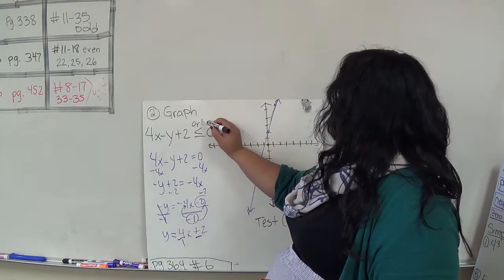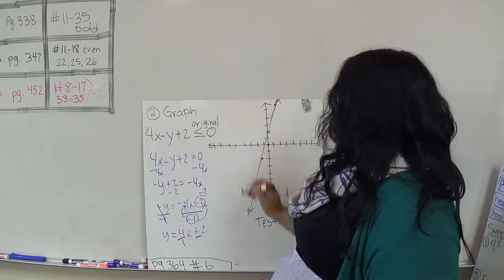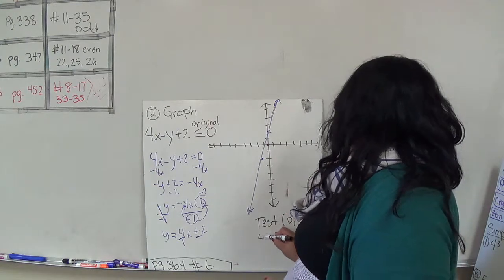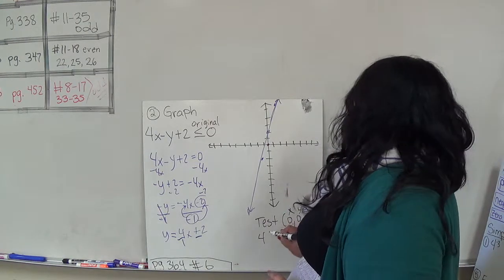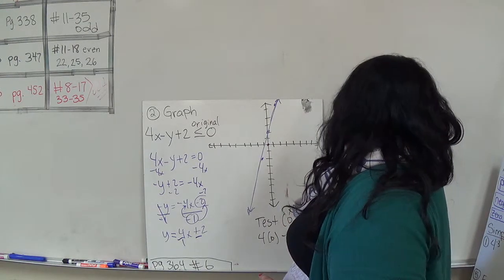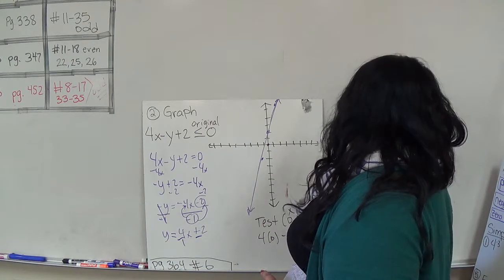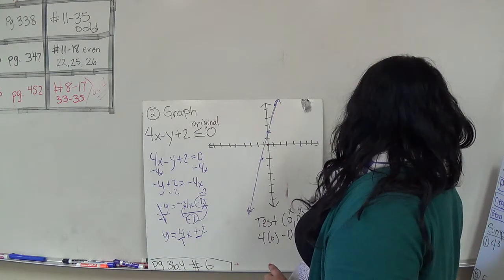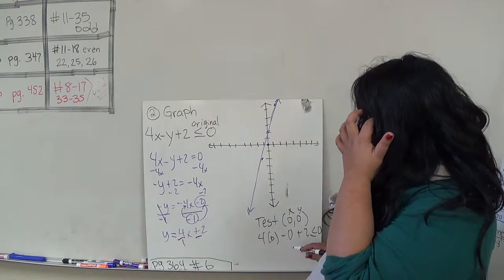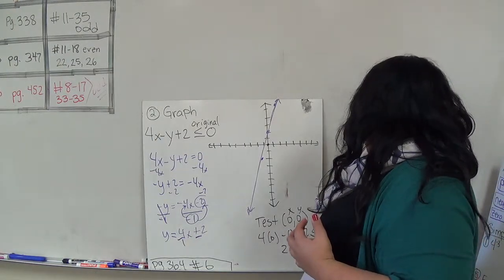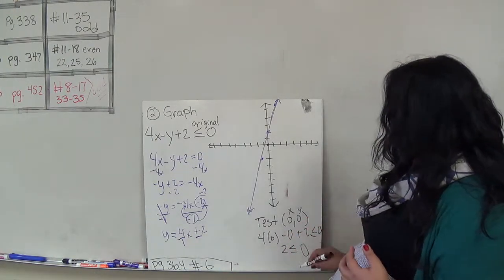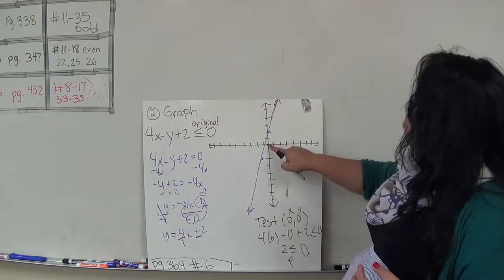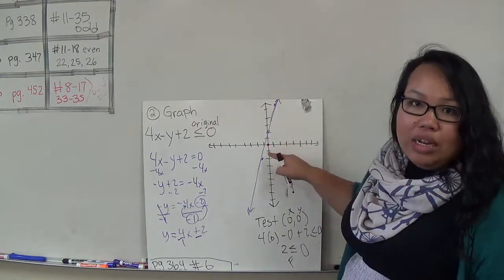This is my original. So it's going to be 4 times 0 minus 0 plus 2 is less than or equal to 0. 4 times 0 is 0 minus 0, so we have 2 is less than or equal to 0. Is this true or false? This is false. So that means this point is not shaded.